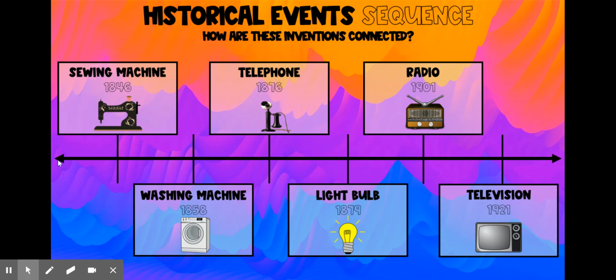As you can see, throughout the years, the technology becomes more and more complicated. A sewing machine doesn't have to have anything to do with anything other than electricity. But as you move on, the telephone, you have to have telephone lines and things like that. Light bulbs, those are making light in your house, and those take a lot of electricity. So as you can see, each invention builds on the previous inventions. The inventors took what they learned from the inventions, and then they made something even more complicated and even more complex.